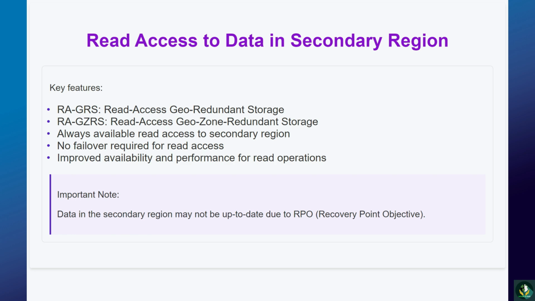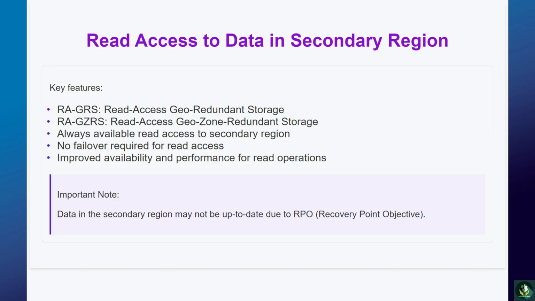Important considerations: Recovery Point Objective, RPO. It's crucial to remember that due to the asynchronous nature of geo-replication, the data in the secondary region may not be fully up to date. The time lag between the last update in the primary region and its reflection in the secondary region is known as the RPO. This lag is typically less than 15 minutes but can vary. Read-only access. The secondary region provides read-only access. All write operations must still be directed to the primary region.